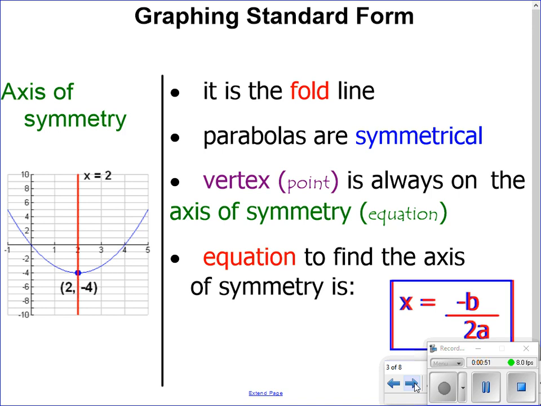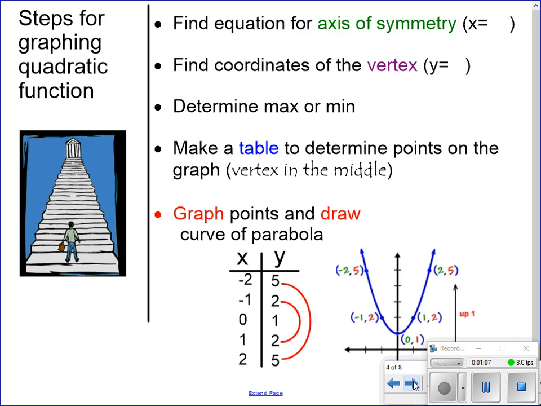The equation that we're going to use to find the axis of symmetry is x equals negative b over 2a. So given the standard form of a quadratic equation, we can use the formula here to find our axis of symmetry, which we can then use to find and determine the vertex. When we're graphing, the first thing we're going to do is find the axis of symmetry so that we can have the x-coordinate for the vertex.